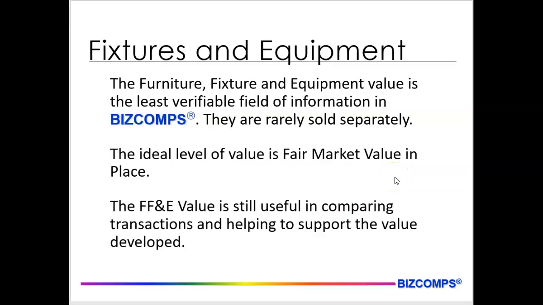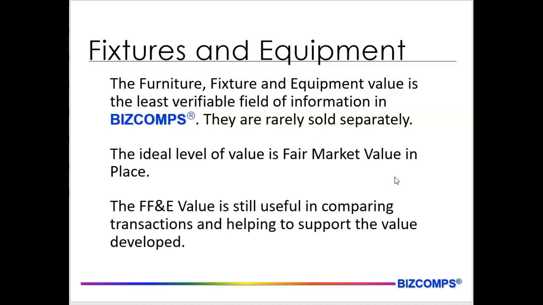Of all the 12 areas of comparison, furniture, fixtures, and equipment value is the least verifiable field of information in BIZCOMPS because they're rarely sold separately, so we don't always know exactly what they are. They're quite often estimated by the buyer and seller. Sometimes they'll increase the value for tax purposes if they want a faster write-off. So that's the least reliable and the least comparable field of data to use if you're trying to compare transaction to transaction. The ideal level of value for the furniture, fixtures, and equipment is fair market value in place.